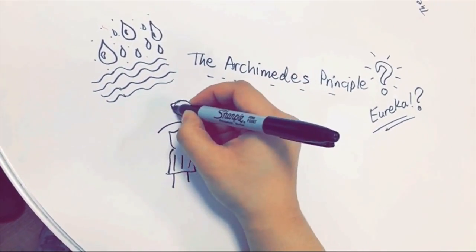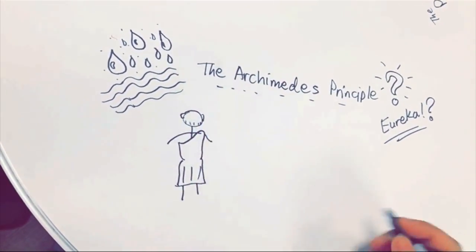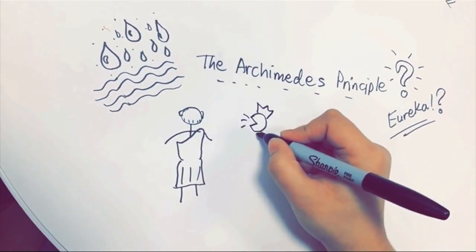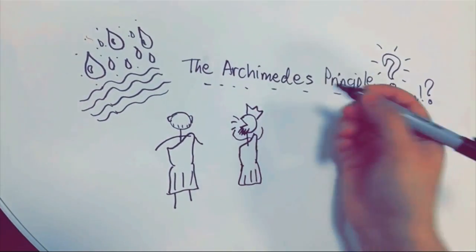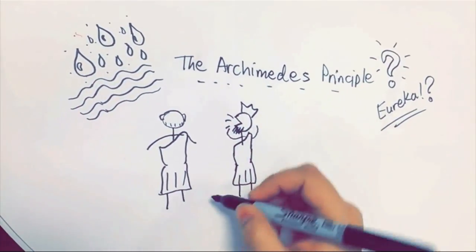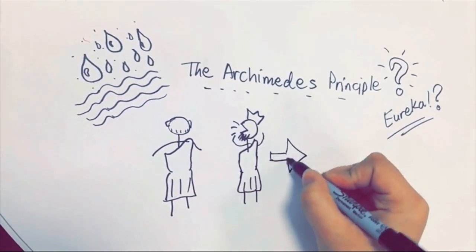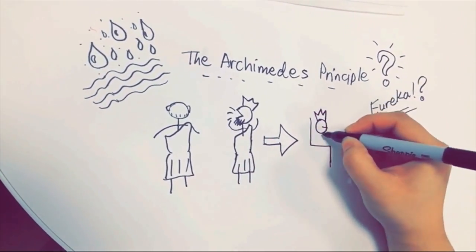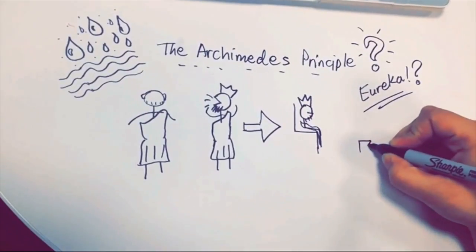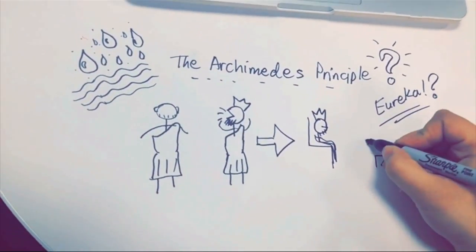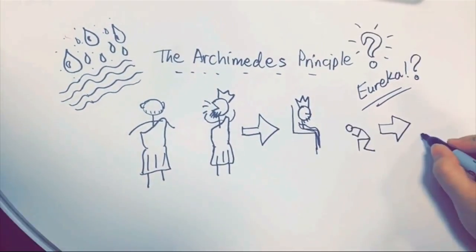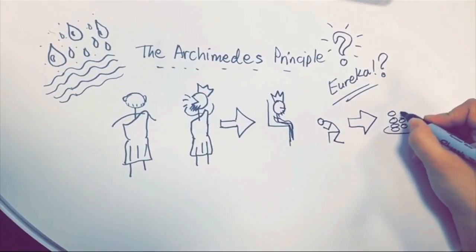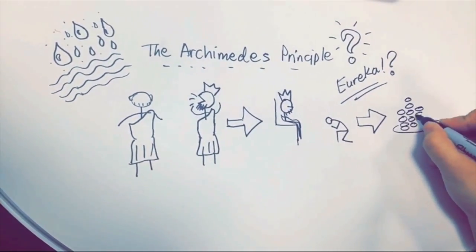Alright, let me tell you a story of an ancient Greek mathematician and inventor named Archimedes. One day, Archimedes was summoned by the king himself to investigate if he had been cheated by the goldsmith. The king had given the goldsmith one simple task: to make a crown entirely out of gold that the king had provided the goldsmith with.